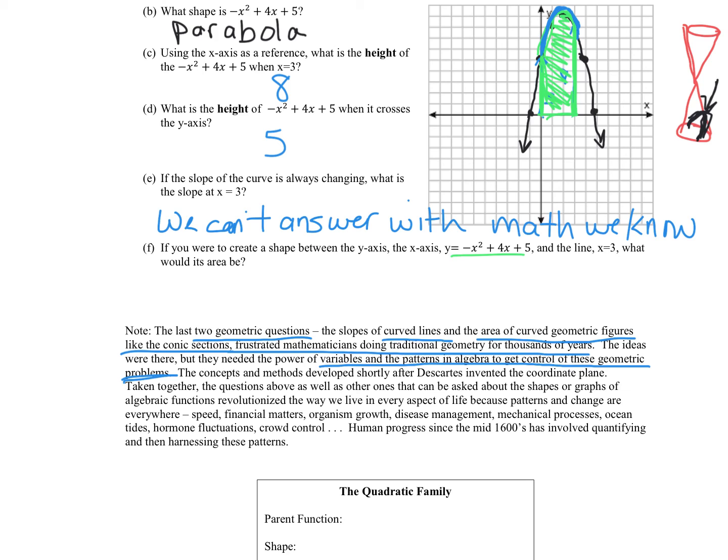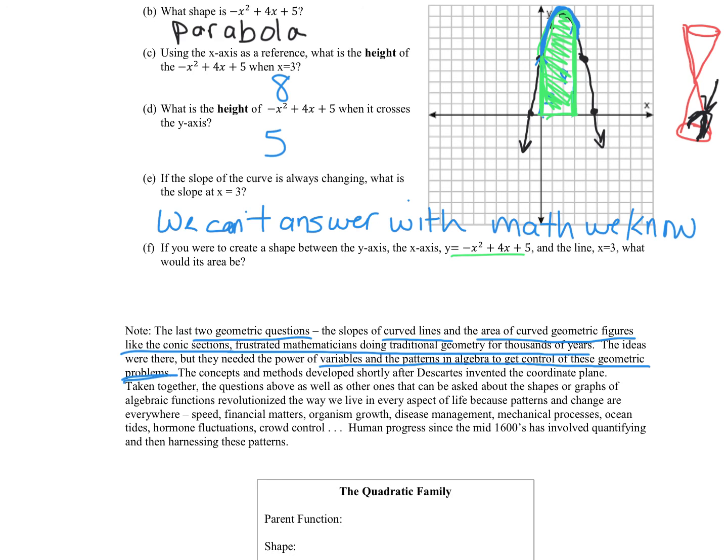So all of these things that happen in life, maybe it's the pattern of a disease, like how is the disease increasing? If you guys have seen those COVID graphs online, if we could take that graph and think about it algebraically, right? The graph is a geometric figure. Could we figure out these patterns of change? Basically, and I have a list here: speed, financial matters, organism growth, disease management, mechanical processes, ocean tides, hormone fluctuations, crowd control. Basically, once we had the coordinate plane and we could use algebra and geometry together, they quickly figured out how to solve these problems and created the math that is calculus from it.